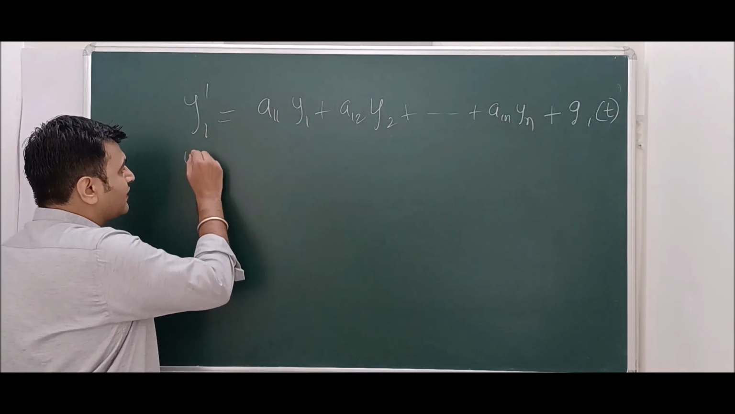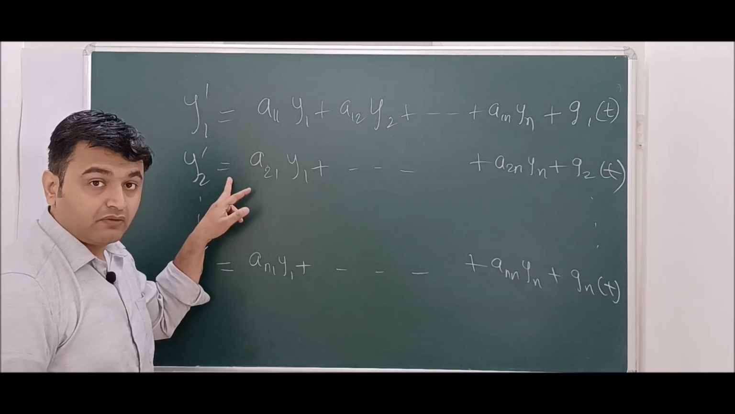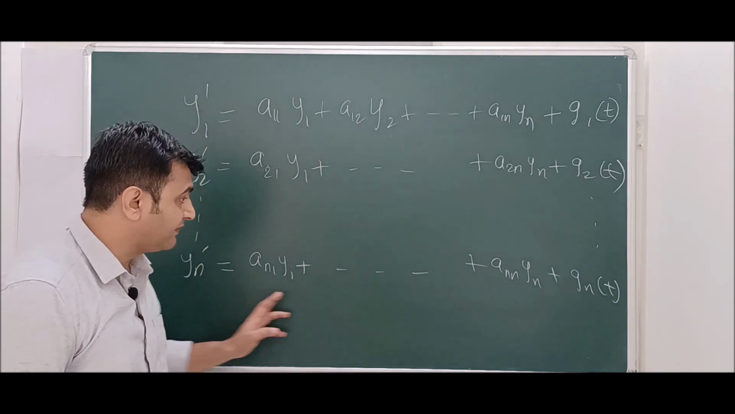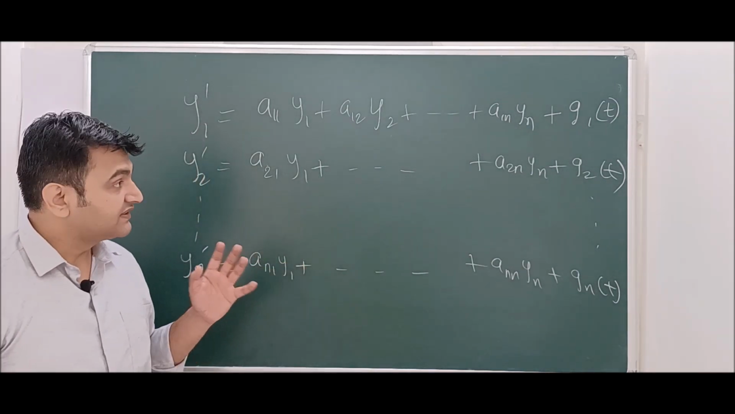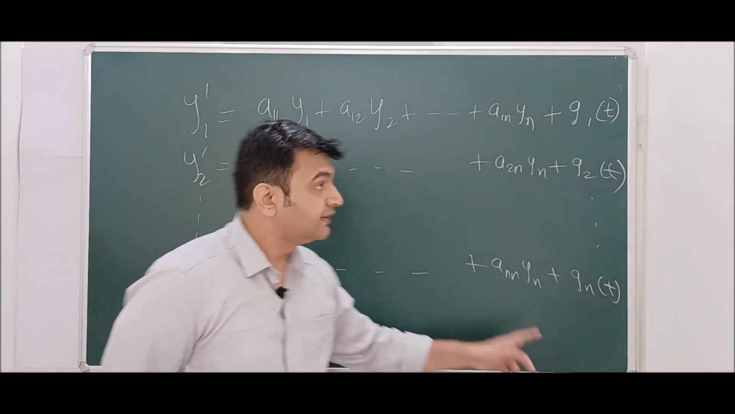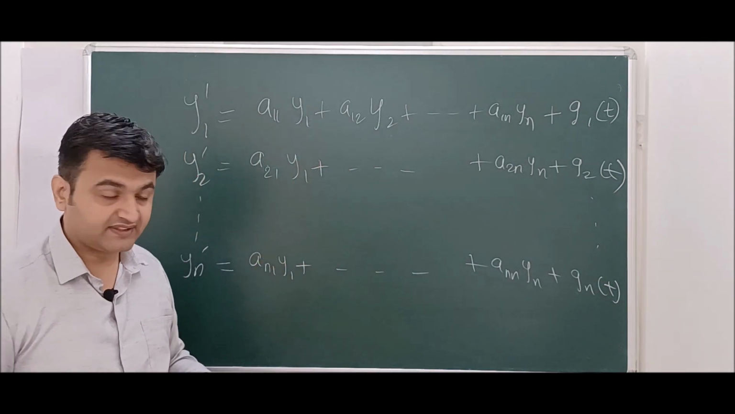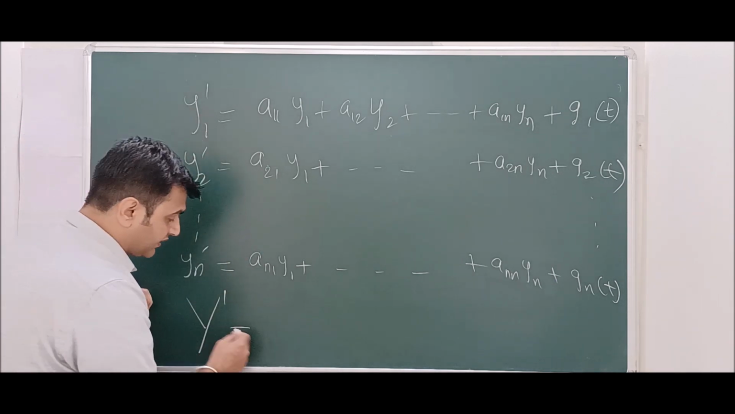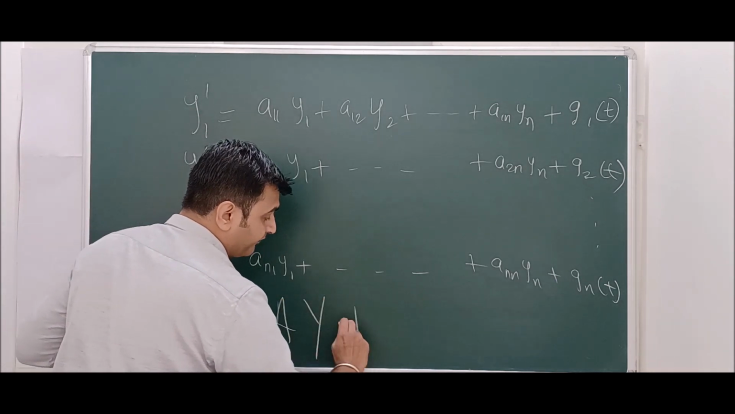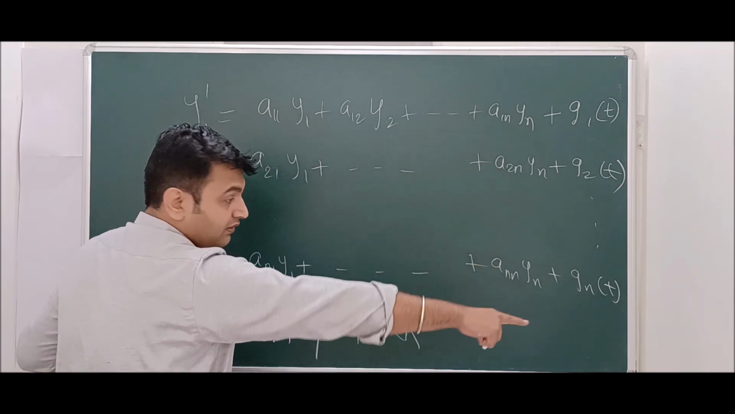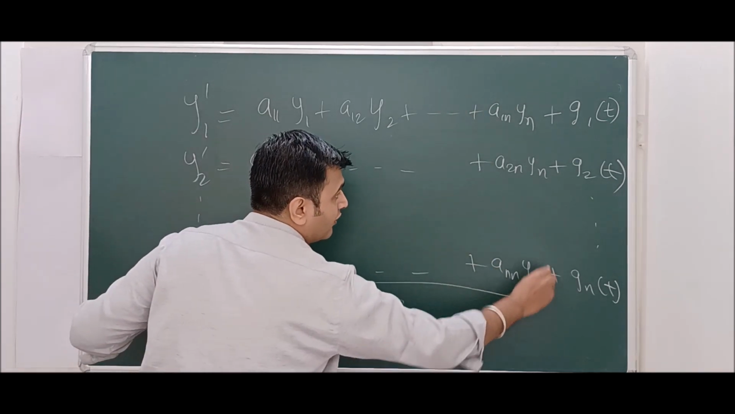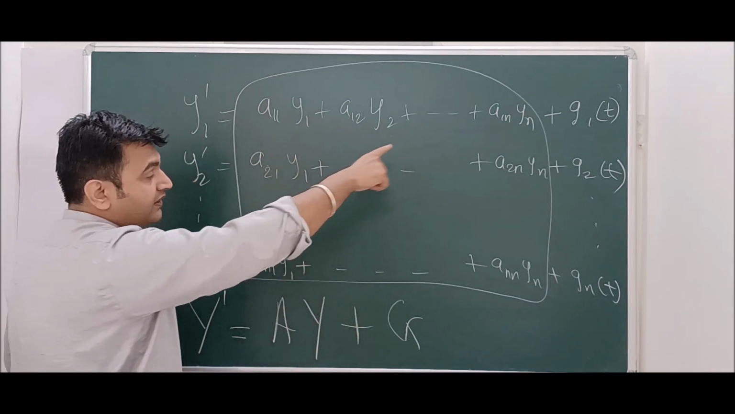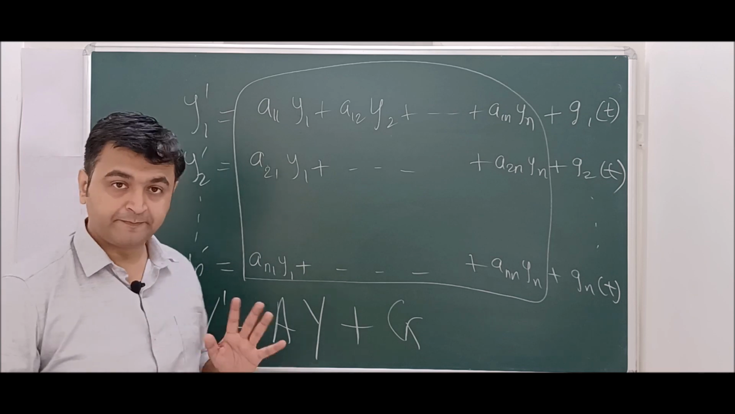Similarly, suppose you have another equation, y2 prime equal to a21 y1 plus up to a2n yn plus g2 of t, up to yn prime equal to this. So you have a system of non-homogeneous linear differential equations. In the matrix form this can be written as y prime equal to A y plus g. Here y prime is the n cross 1 vector, g is that vector, A is the matrix consisting of these coefficients a11, a12, and y is the column vector consisting of the dependent variables.